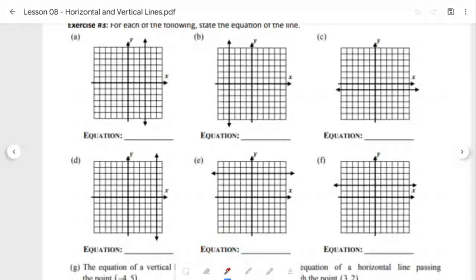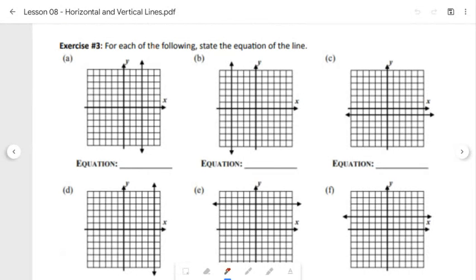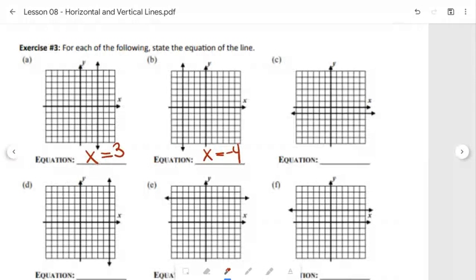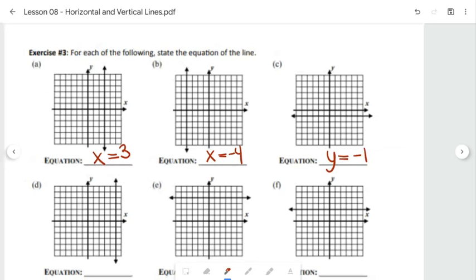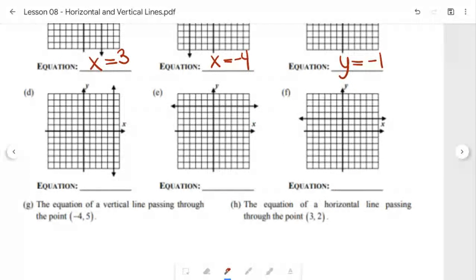Okay, welcome back. As I'm going through these, A is a vertical line, and each point has the same x value, so x equals 3. The next one, another vertical line. This time we have x equals negative 4 for every point. For C, horizontal line, it's 1 under the y-axis, so we're looking at y equals negative 1. For D, another vertical line, so we're looking at x equals 5.